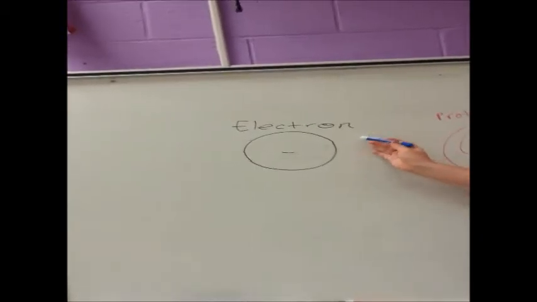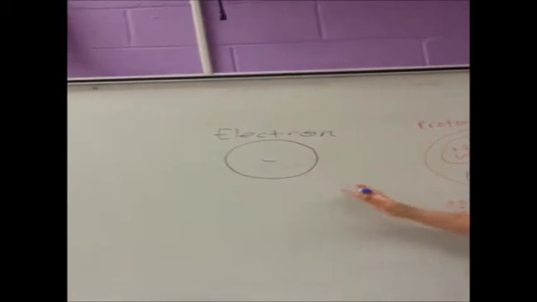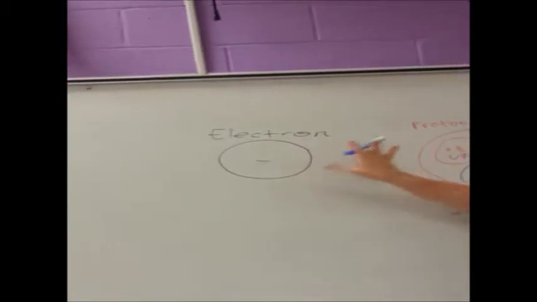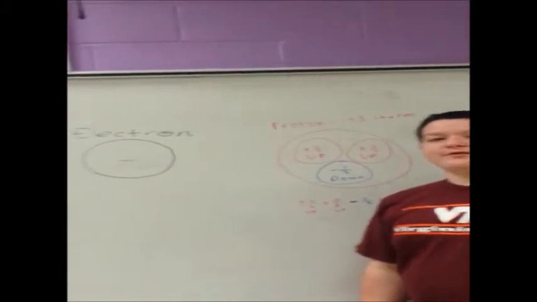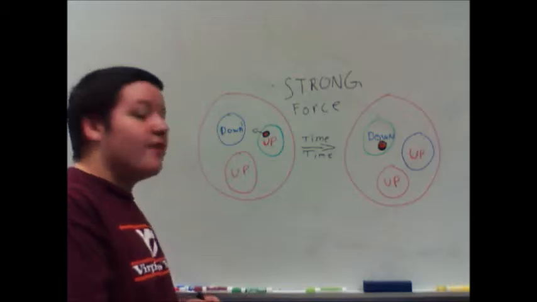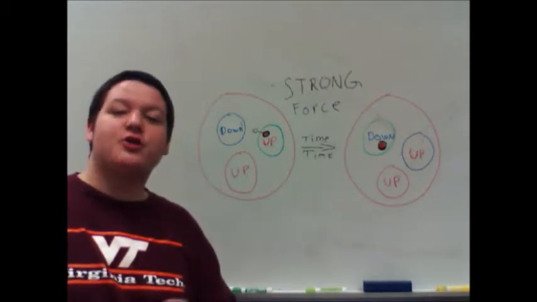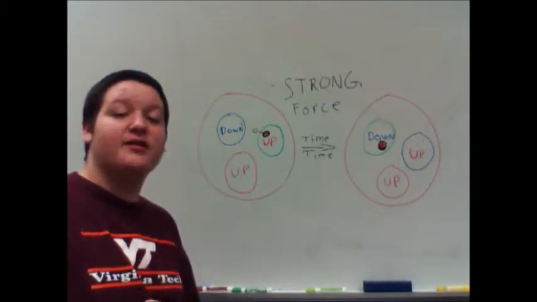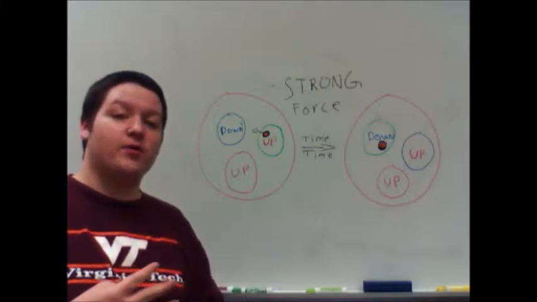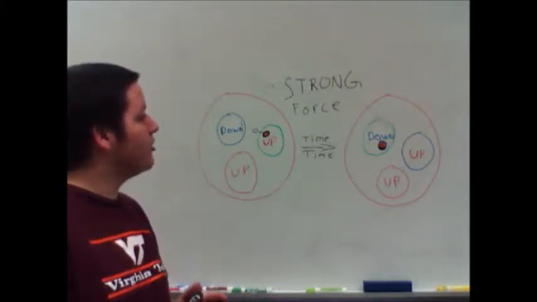An electron is made up of no quarks and is one of the fundamental particles in the universe and cannot be broken down any further. There are 4 fundamental forces in nature: gravity, electromagnetism, the strong force, and the weak force. Right now we're going to talk about the strong force.